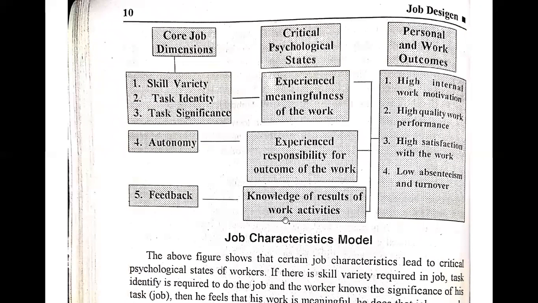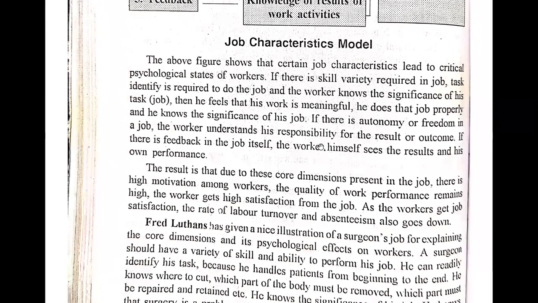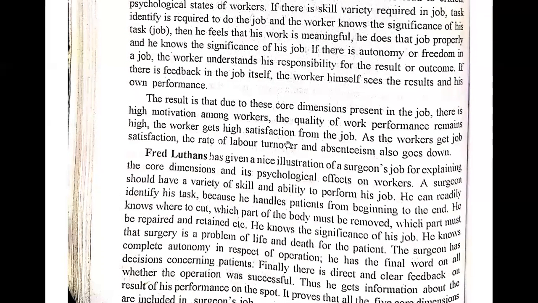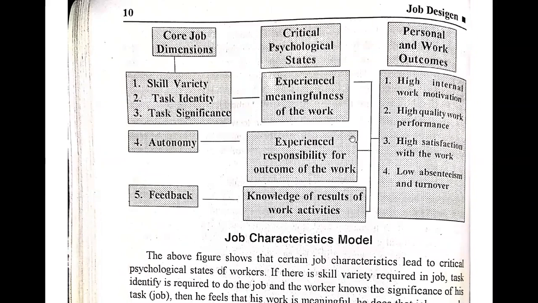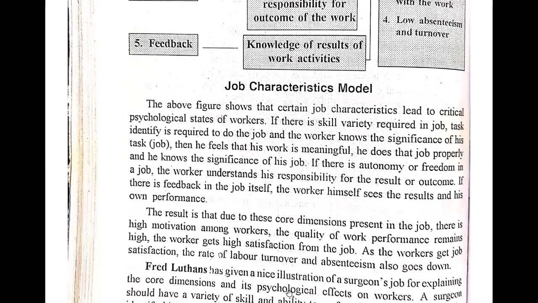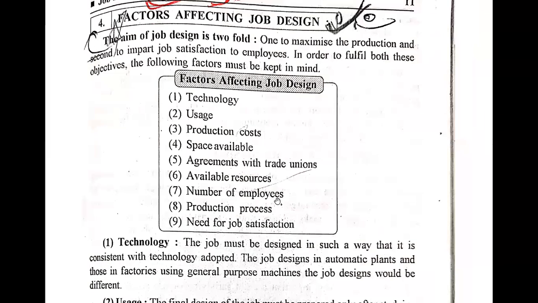So here we are given the job characteristics model, with core job dimensions, critical psychological states, and personal and work outcomes. And here we are given skill variety, task identity, task significance, autonomy, and feedback, which we have already discussed in the previous points. You just need to see the whole diagram and understand it clearly. We are also given an explanation of this diagram here, which we will skip. No need to read about it because we have already discussed these points in depth, and you just need to go through the diagram and read the explanation of the diagram that is given here.